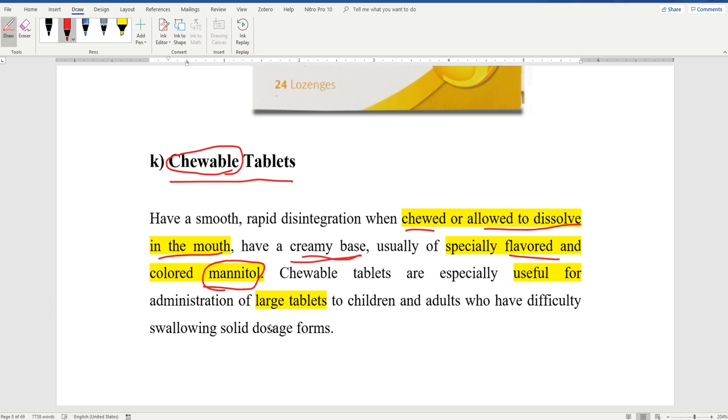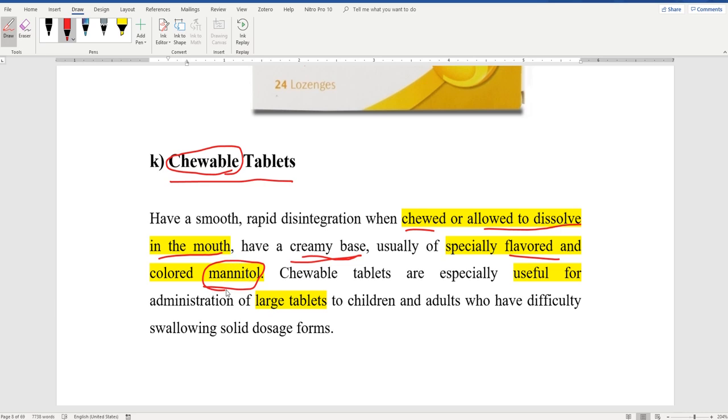Why do they use mannitol? Why is it commonly used in chewable tablets? The reason is that mannitol, when it dissolves, gives a cooling sensation. It makes the surroundings cooler. There are materials that, when dissolved, make the surroundings warmer or hotter, and a few materials do the opposite. One of them is mannitol, which is a sweetening agent.